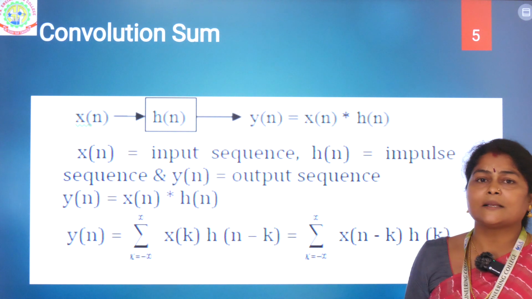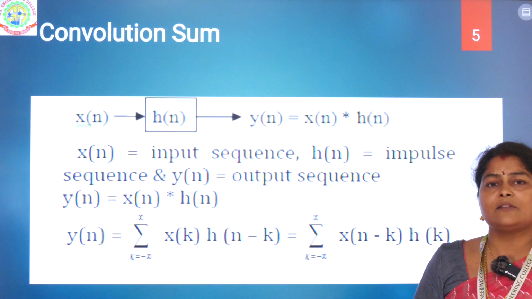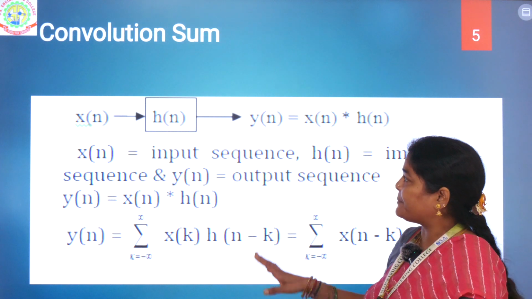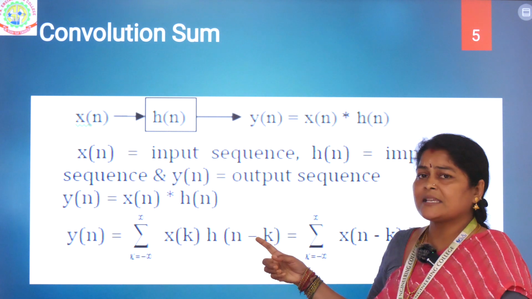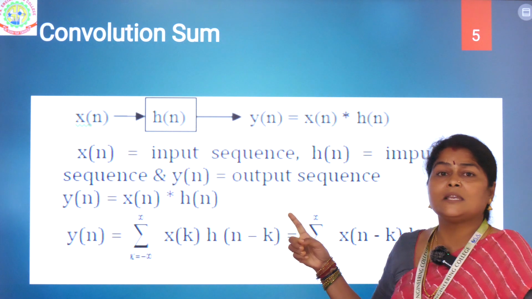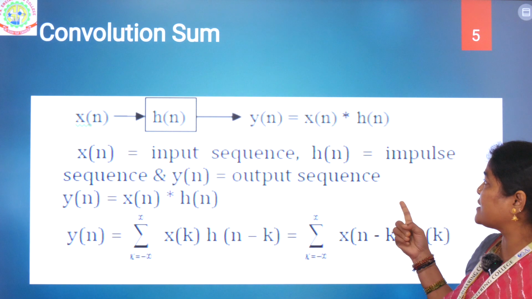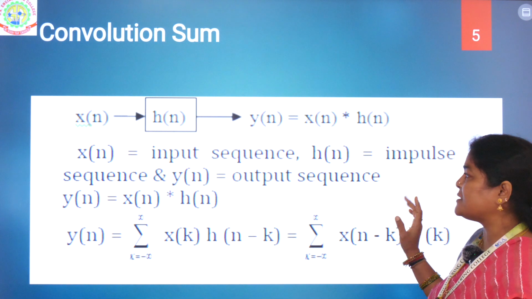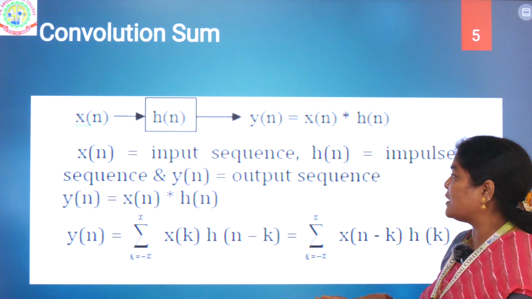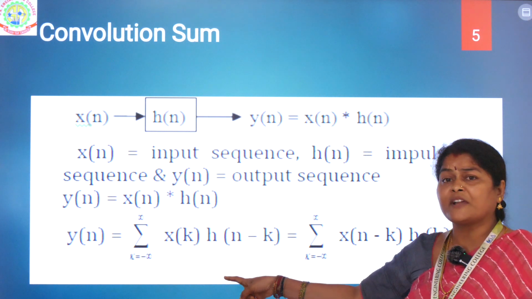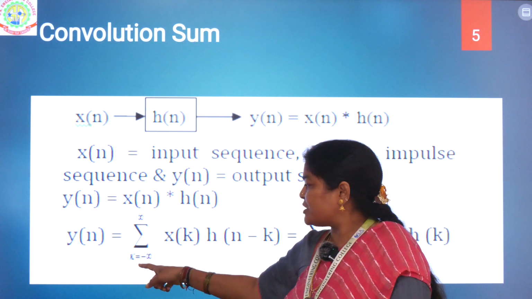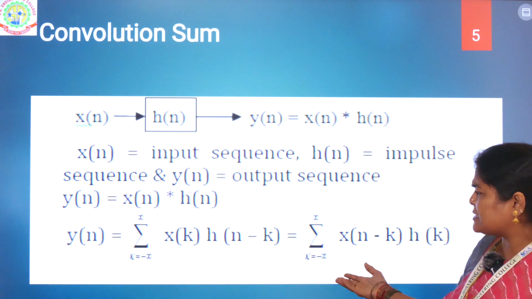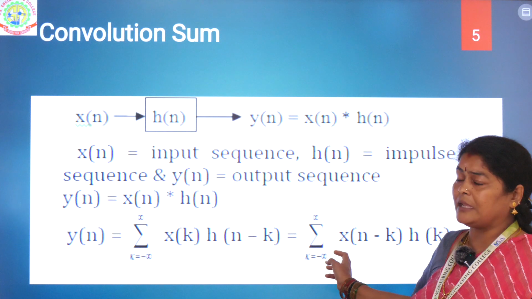So next is convolution sum. Before, we saw convolution integral, which is for continuous time. Convolution sum is for discrete time. Now it is just the representation of the system. The input is x of n, h of n gives the impulse response, and the output y of n is denoted as x of n convolution h of n. X of n is the input sequence, h of n is the impulse sequence, and y of n we call the output sequence. Hence the formula to find convolution sum is summation k equal to minus infinity to plus infinity of x of k, h of n minus k. This is also commutative, hence you can represent it in either way.